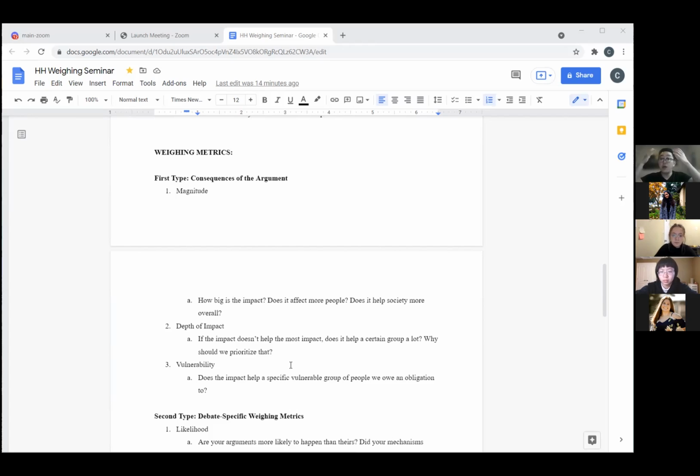help a certain group a lot? Or does it affect a certain group a lot? Why should we prioritize that? A really good way to think about the differences between magnitude and depth of impact is something like free trade. If I was a proponent of free trade, let's say my argument was, we reduce costs for everyone, we reduce prices for everyone. In that instance, I'm weighing on magnitude. I say 100% of society is benefited by increased free trade that allows for cheaper goods for everyone.